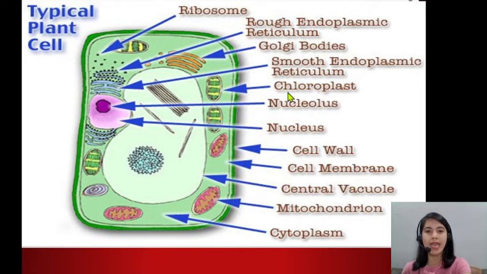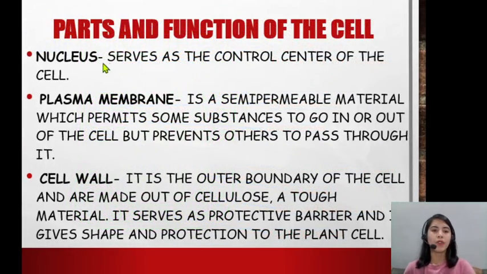Okay, so isa-isahin natin ang function ng mga parts. So first, we have the nucleus. So nucleus serves as the control center of the cell, both in animal and plant cell. So kung baga sa atin, para siyang brain, okay, because it controls our decision and the different parts of the body. Next is the plasma membrane.